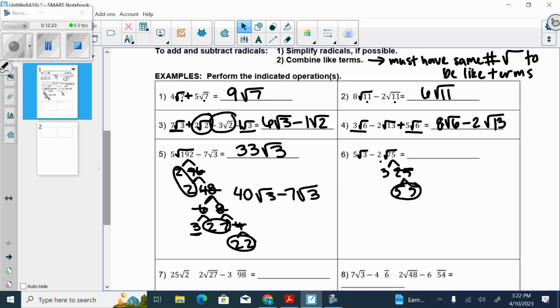Was there anything already in front? Yeah, that's 2. What is 5 times 2? 10. So this is going to be a minus 10 square root of what was left? 3. And in front, there was that 5 square root of 3. Okay, are those like terms? Yeah. What is 5 minus 10? Negative 5. So we'll have negative 5 square root of 3, right?